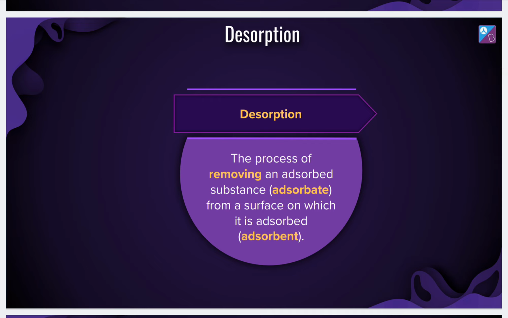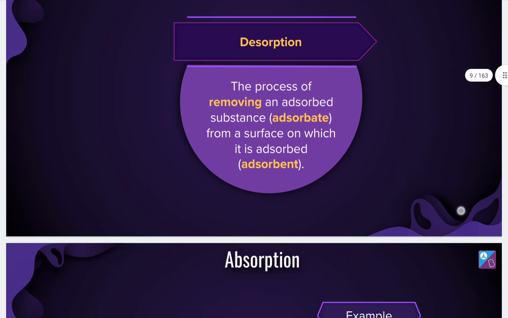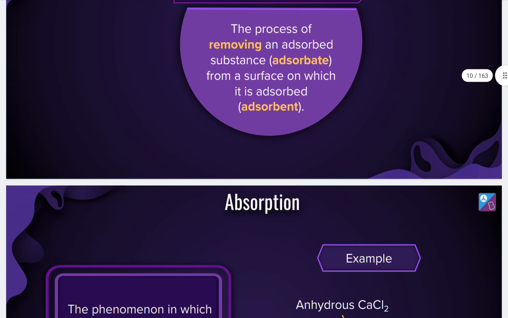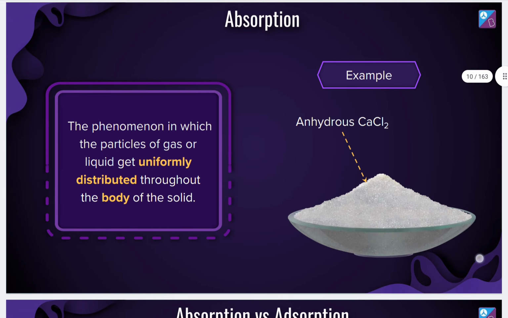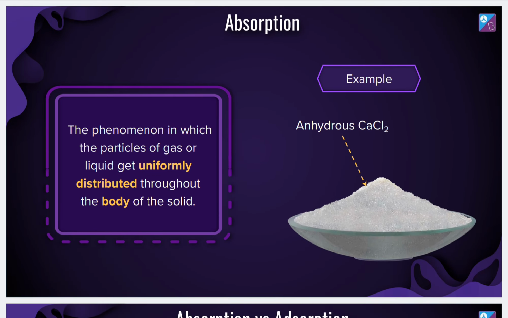The opposite of adsorption is simply desorption. In desorption, what takes place? It is the process of removing an adsorbed substance, the adsorbate, from the surface on which it is adsorbed, the adsorbent. The surface is the adsorbent and the substance is the adsorbate. Now for the example, anhydrous CaCl2, calcium chloride.